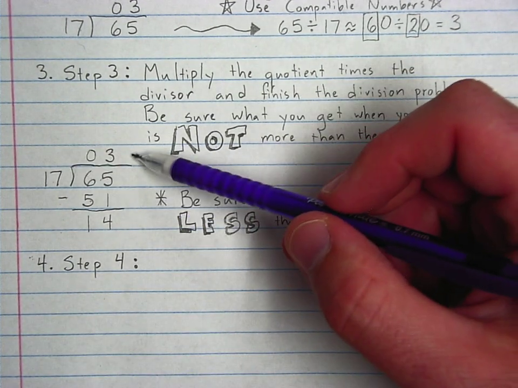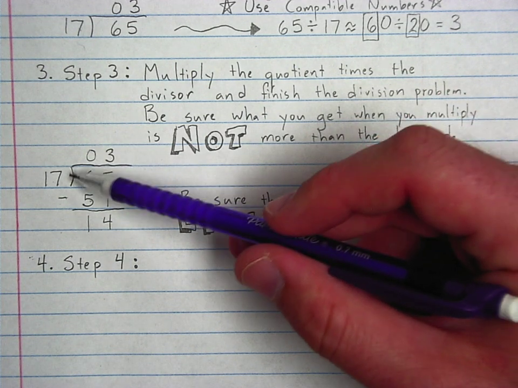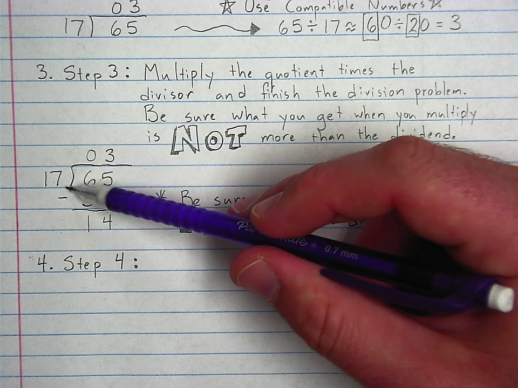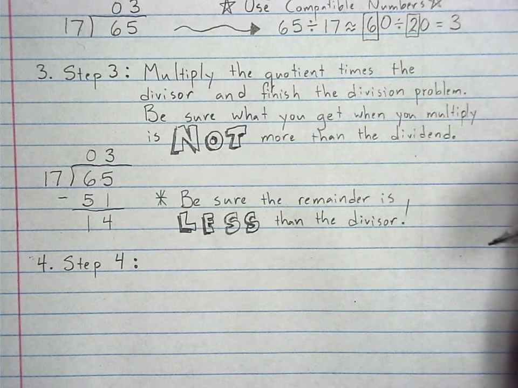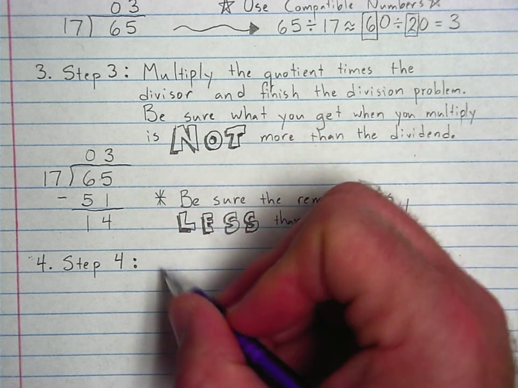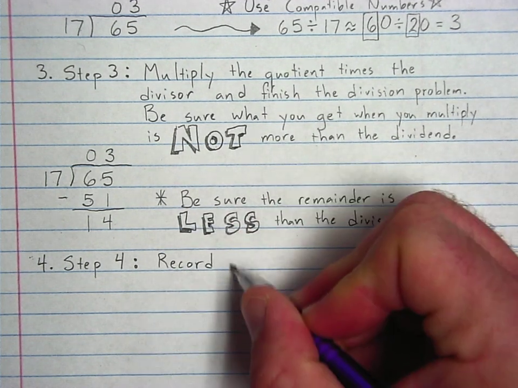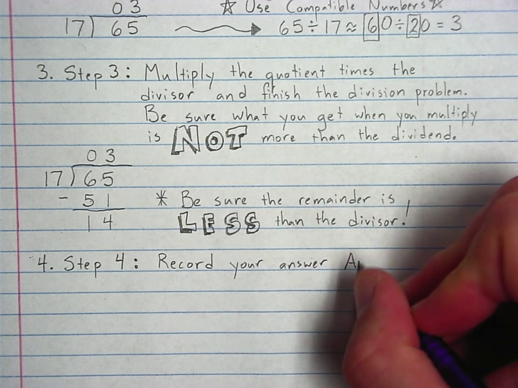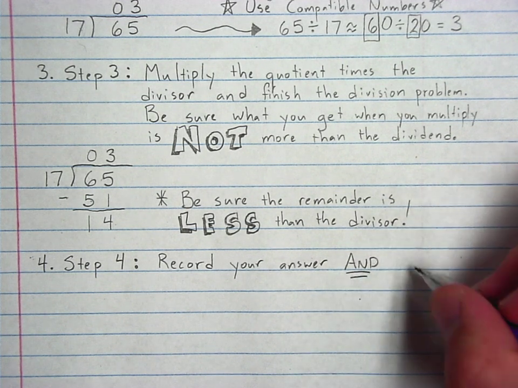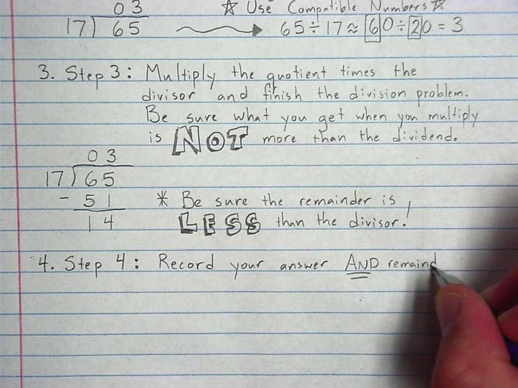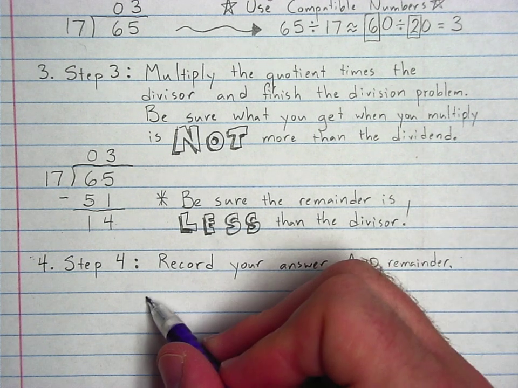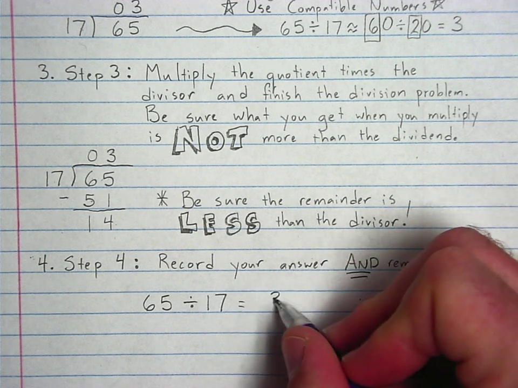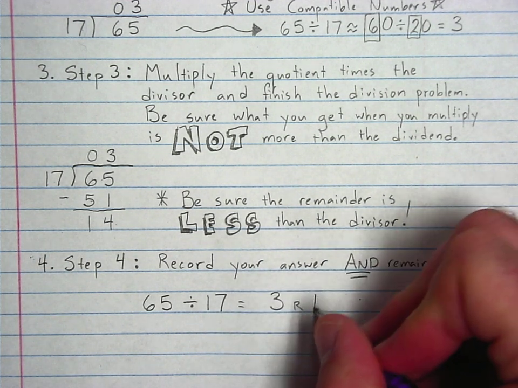65 divided by 17, we got 3. 3 times 17 was 51. When I subtracted that out, I got 14. My remainder is less than the divisor. We're doing okay there. Okay. For step 4, record your answer and remainder. So 65 divided by 17 is equal to 3 with a remainder of 14.